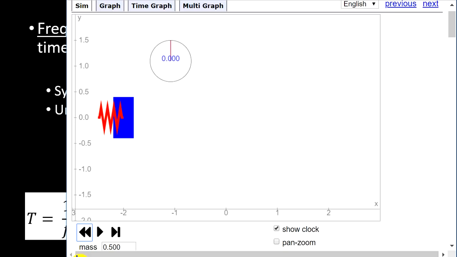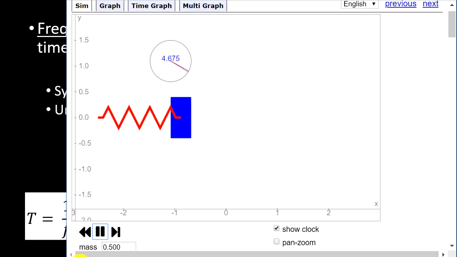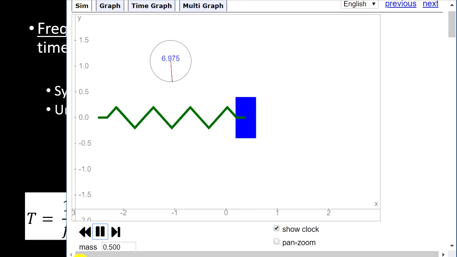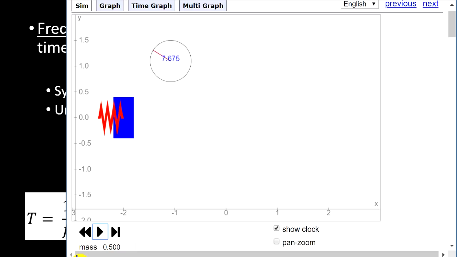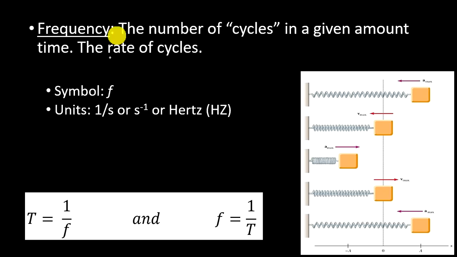I'm going to reset here. Let's measure the time for 3 cycles, 3 there and backs. All right, so there's my stopwatch and start. Here's 1 cycle. 2 cycles. 3 cycles. Ooh, 3 cycles in 7 seconds. So the frequency is 3 cycles in about 7.7 seconds.